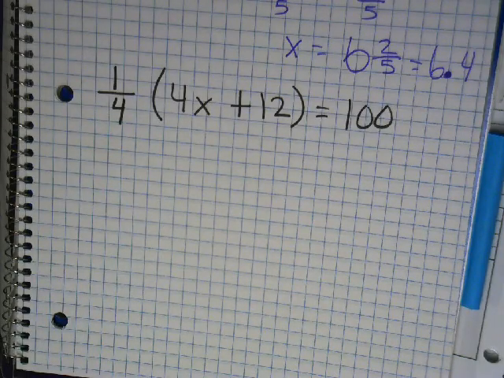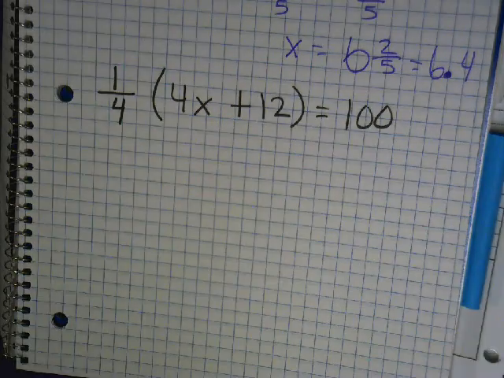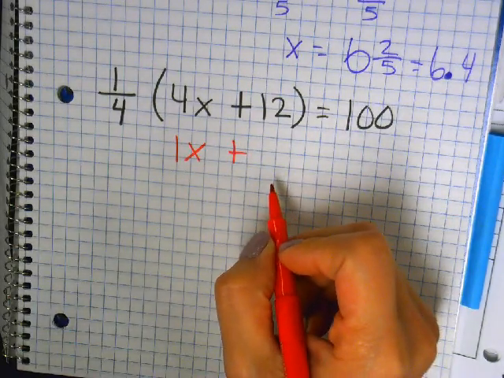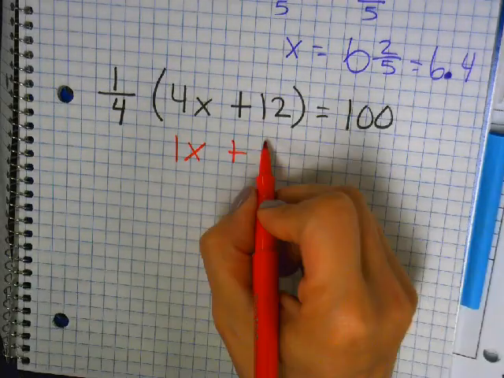So 1/4. What's 1/4? 1/4 of these numbers. All right, so what's 1/4 of 4? I mean, sorry. 1/4 of 12. 3.